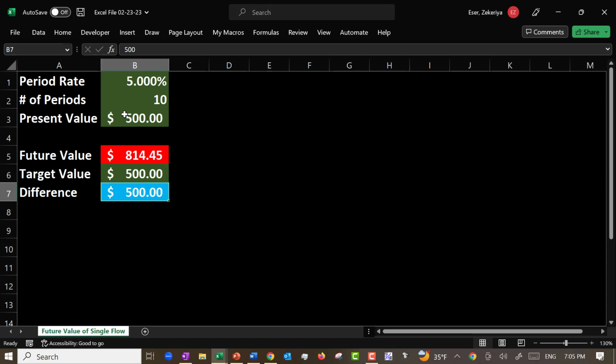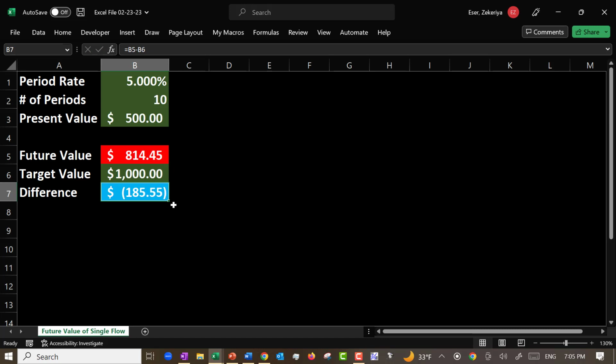Now, if present value is 500, I want to double it, so my target is 1,000, right? I'm going to invest it for 10 years. I'm going to ask myself the following question: at what rate is the future value going to equal the target value, $1,000? Or alternatively, at what rate is the difference between the future value and the target value 0?